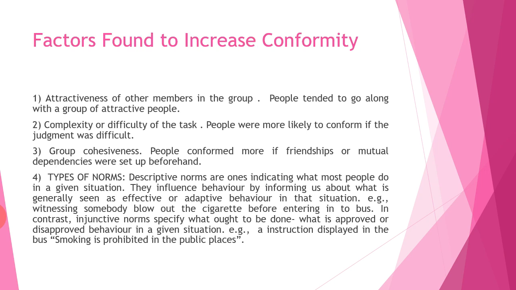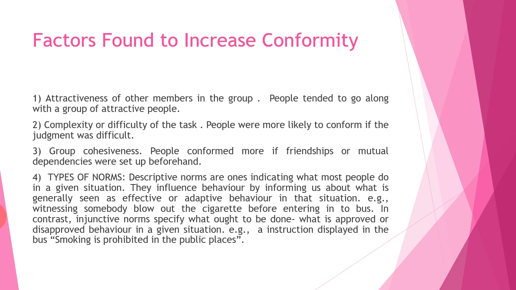Now come the various factors found to increase conformity. The first one is attractiveness of other members in the group. People tend to go along with a group of attractive people. Next comes complexity or difficulty of the task. People will conform if the judgment is difficult for them. Next is group cohesiveness. Here people conform more if friendships or mutual dependencies were set up beforehand.